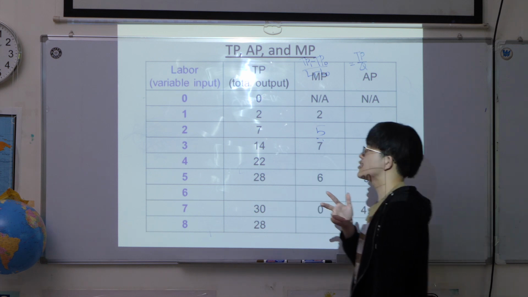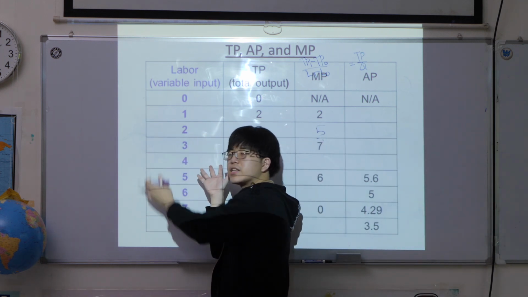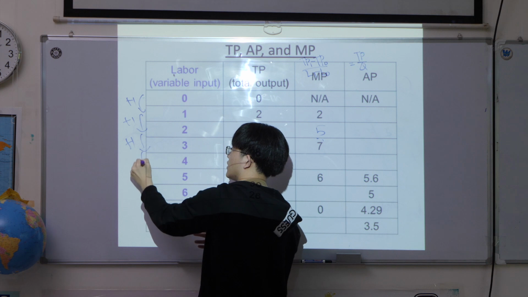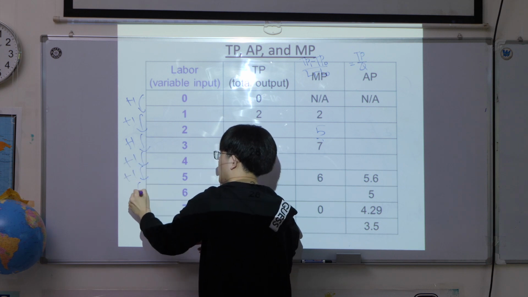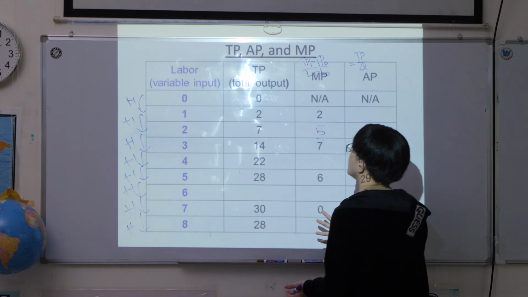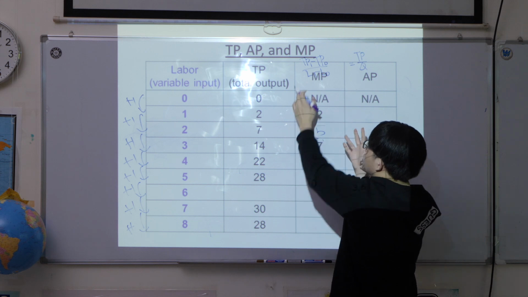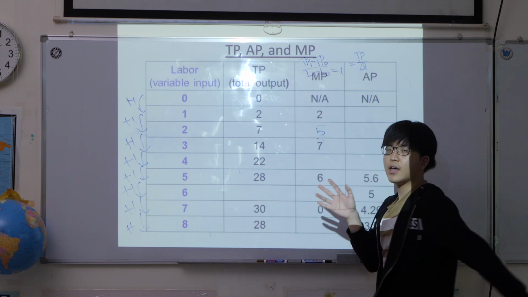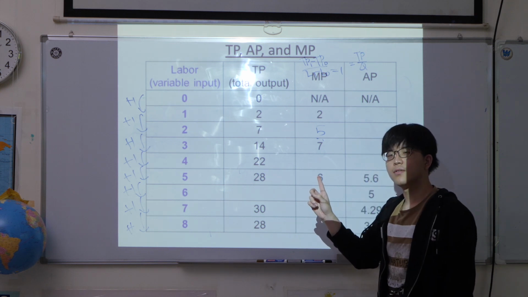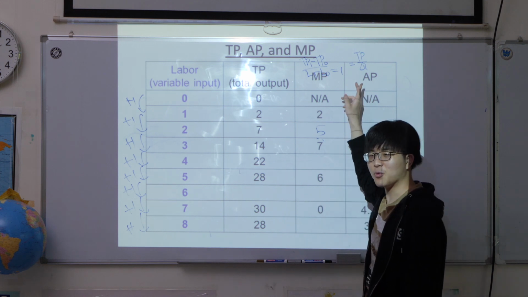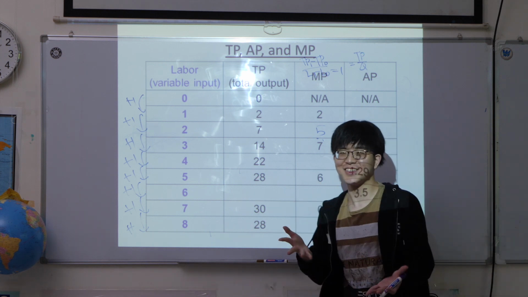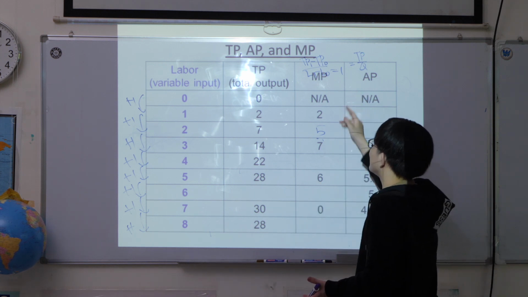I'll explain this again. Labor is increased by 1 for each step, right? Therefore, based on our formula for finding the marginal product of labor, the change in labor is fixed at 1. No, it's 1. The change in labor is 1.